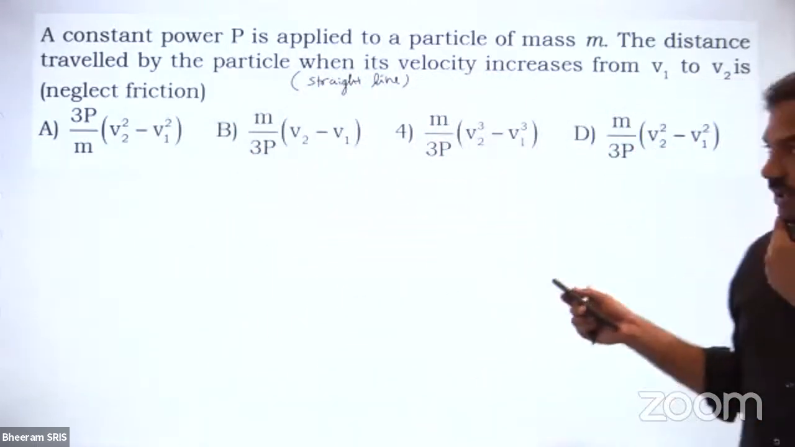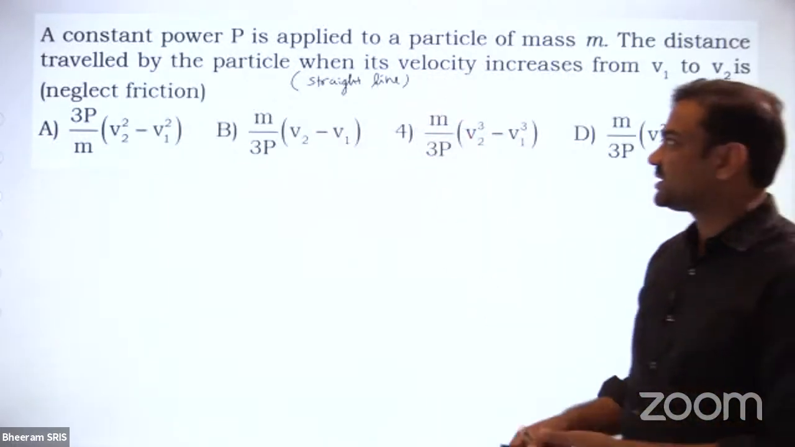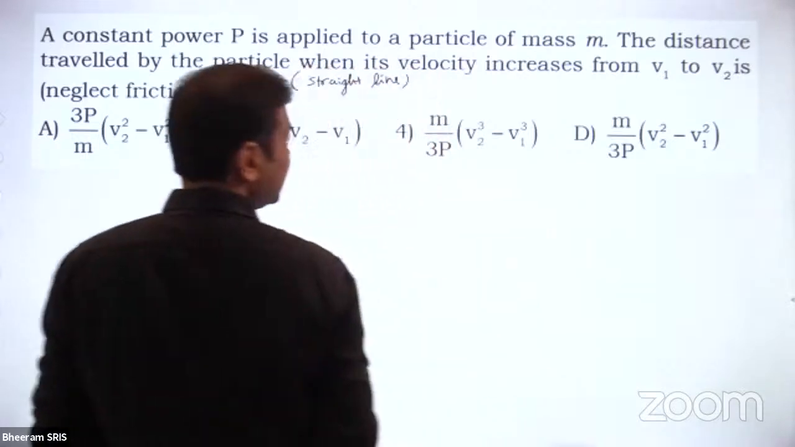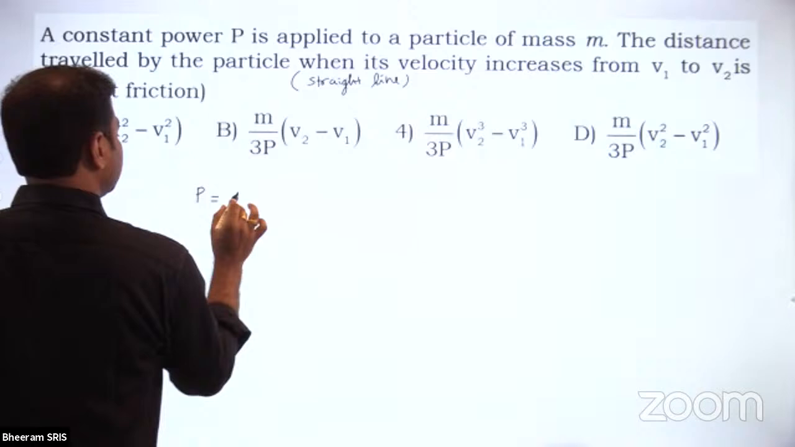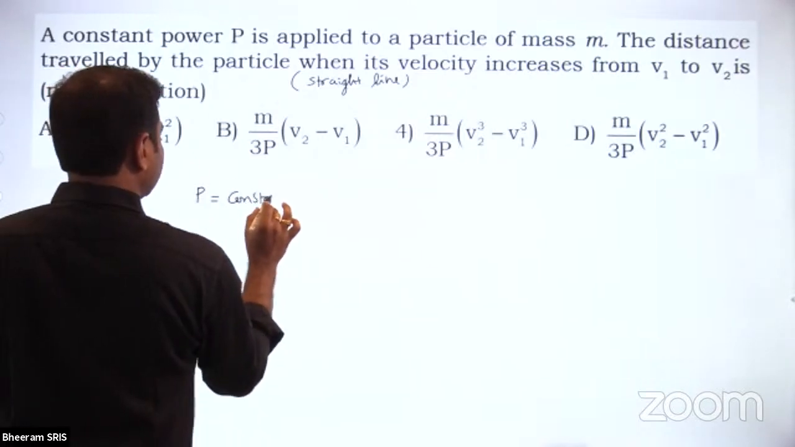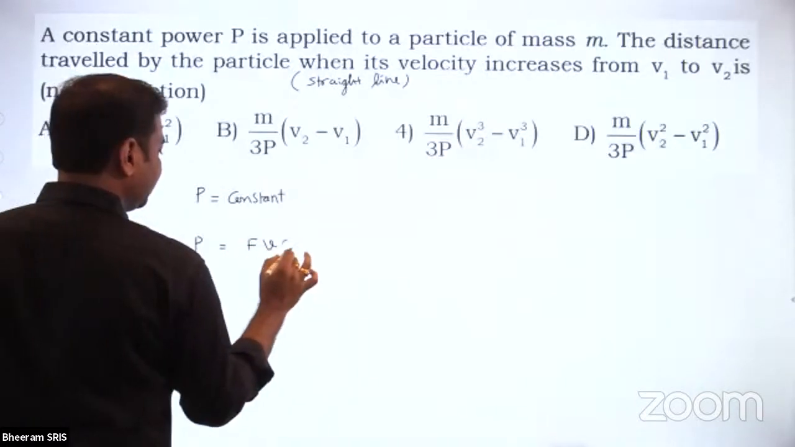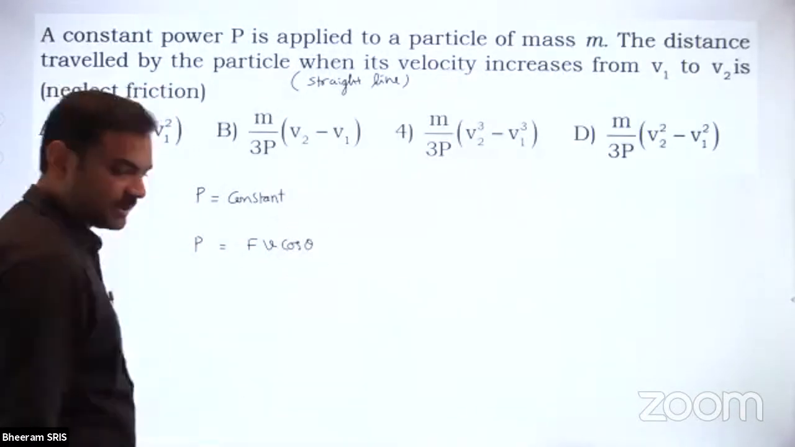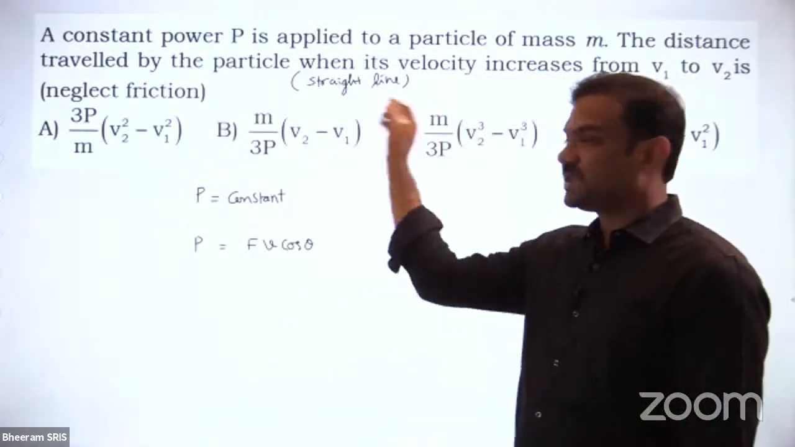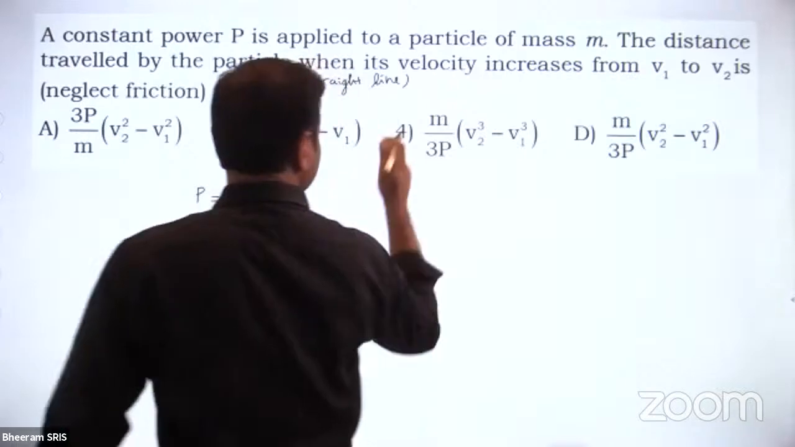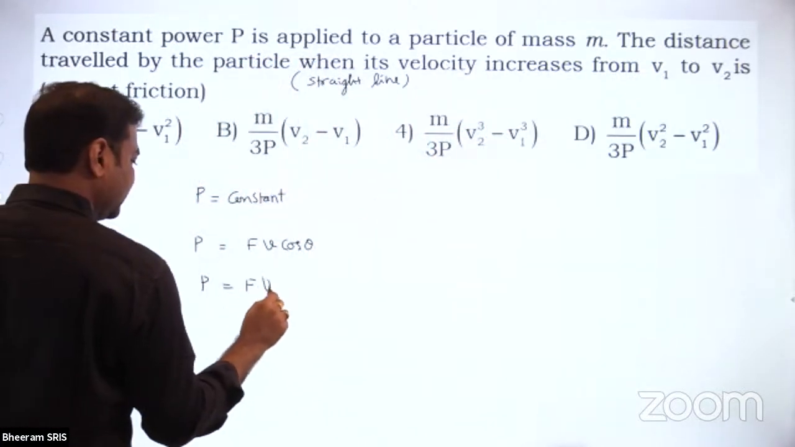Now power is constant. They're asking the distance when velocity increases from v1 to v2. Now all of you listen. Power value is constant. So power we can write as F v cos theta, that is F bar dot v bar, where theta is 0 for straight line motion. Velocity is increasing from v1 to v2. So P is equal to F into V.